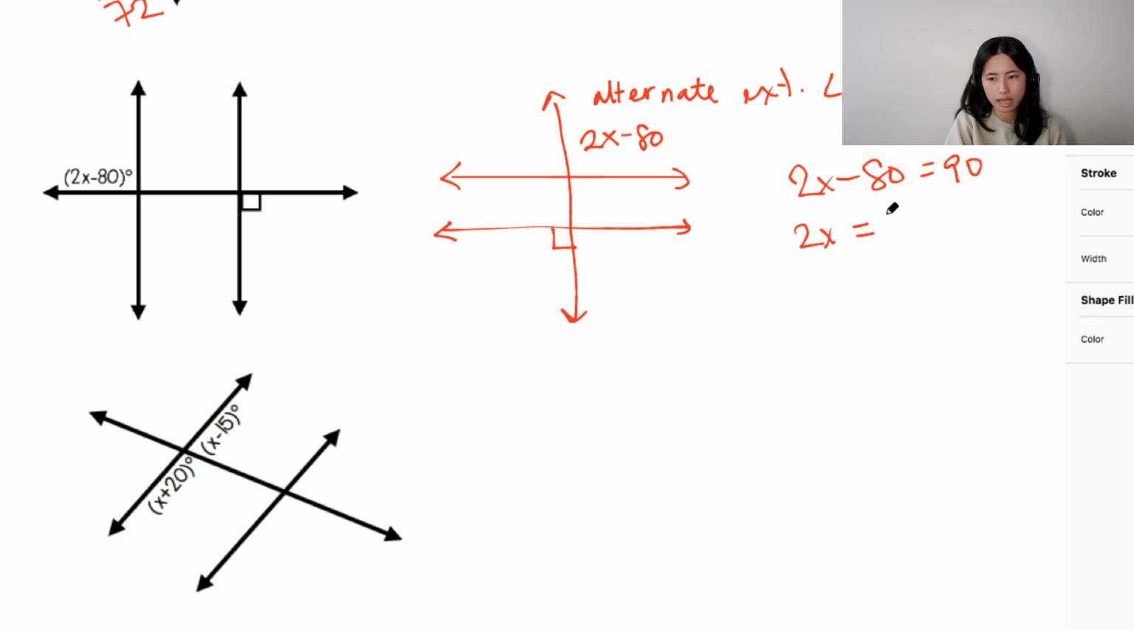So you have 2x and you have 170, right? Divided by 2. Yeah, 90 plus 80 is 170. Divided by 2, it's 85.